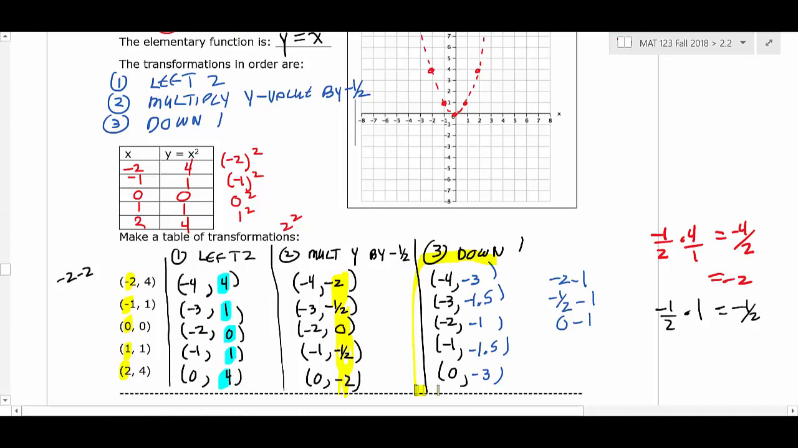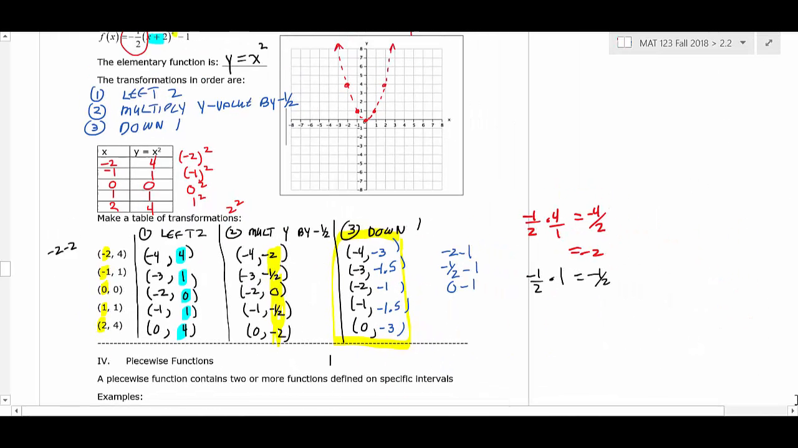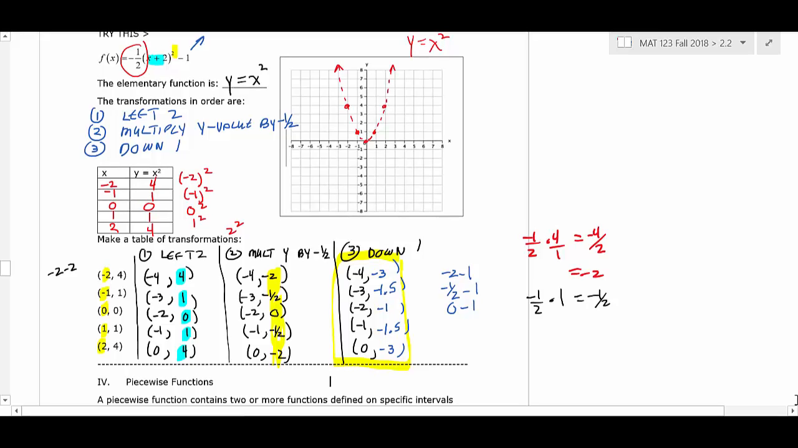So what you want to do next is go up to the graph and plot those points, and then we'll have it done. That's a good way to keep track of these more complex problems where you have transformations. All right, let's plot these then. We have -4, -3 as the first point. We have -3, -1.5, you just estimate. Then -2, -1, and then -1, 1.5. Then we have 0, -3. If you get those points plotted correctly, that's where your final product went.